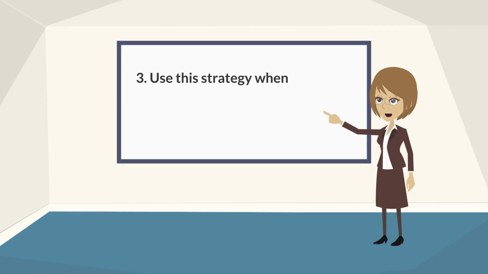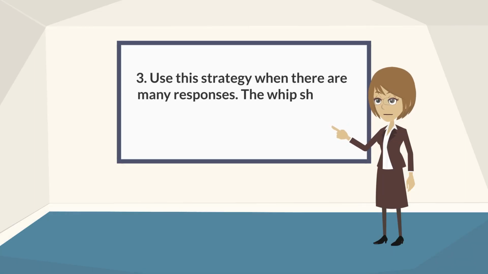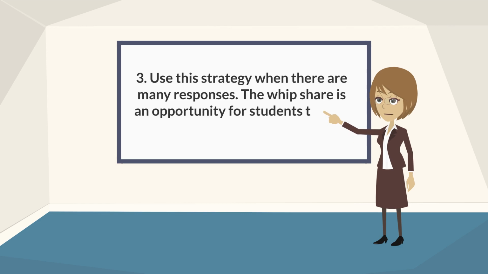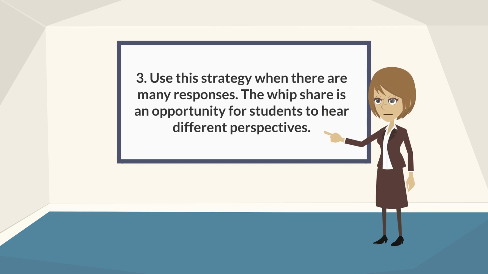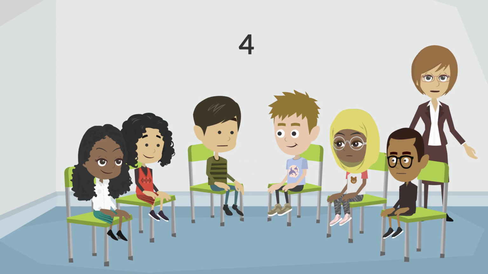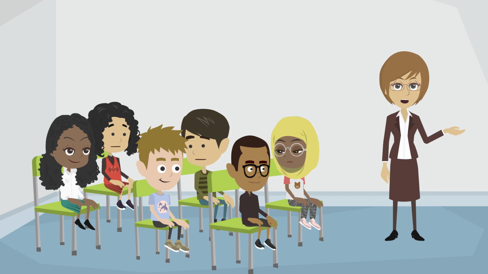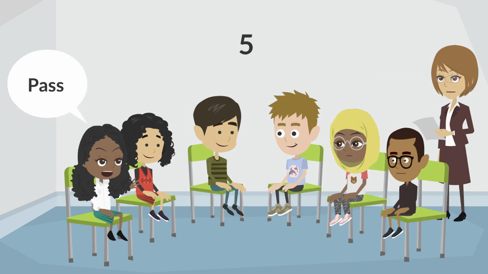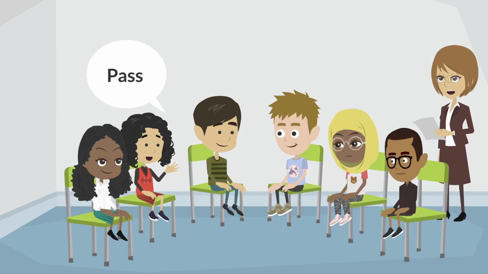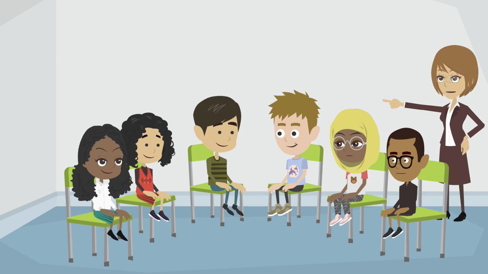3. Use this strategy when there are many responses. The whip share is an opportunity for students to hear different perspectives. 4. Pre-teach students predictable patterns like responding in a circle or going up and down the rows to eliminate the need of calling each student by name. 5. Allow students to pass, but always come back to them at the end to see if they have a response.